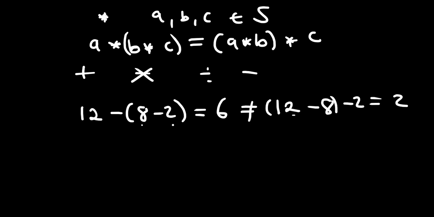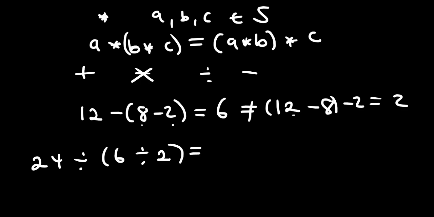Then when it comes to division, we can see as well that, let's say I have 24 divided by 6 divided by 2. When I divide these two here, I will get 4.